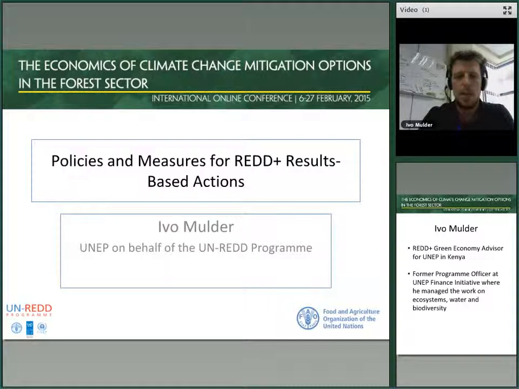I'll be giving you a short presentation about policies and measures for REDD+ results-based actions. So basically, for countries who are completing the REDD+ readiness, the preparatory phase, how can you go about implementing REDD+ at a national level?